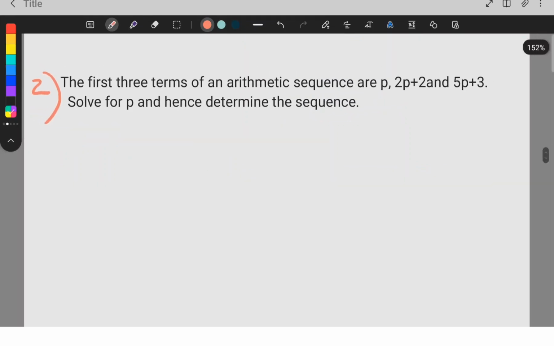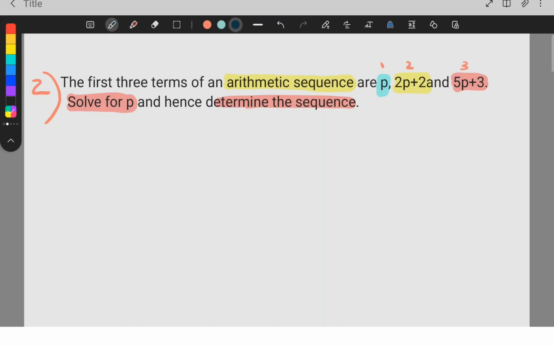Okay, let's look at example 2. It says the first 3 terms of an arithmetic sequence, so they must tell you this. The first 3 terms of an arithmetic sequence are term 1 is p, term 2 is 2p plus 2, and term 3 is 5p plus 3. So let's label term 1, term 2, term 3. The question is, solve for p. So find the value of p and determine the sequence.